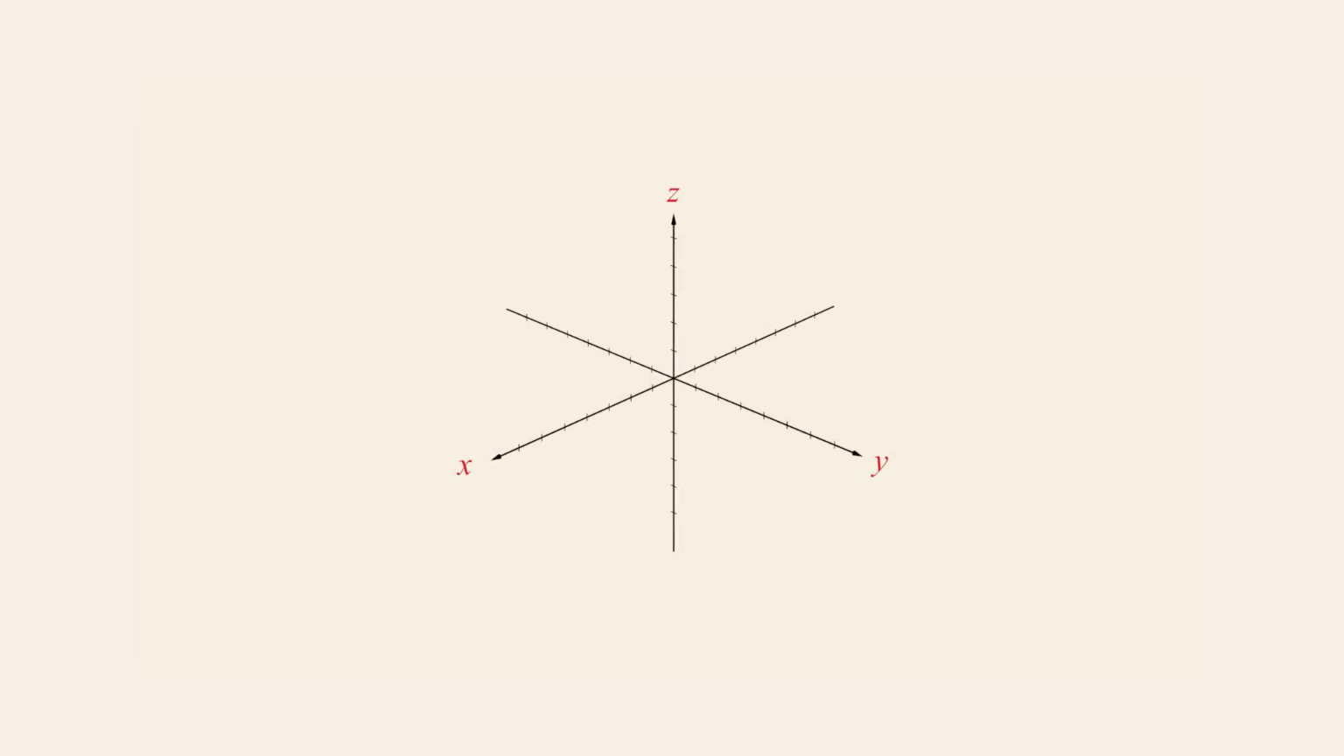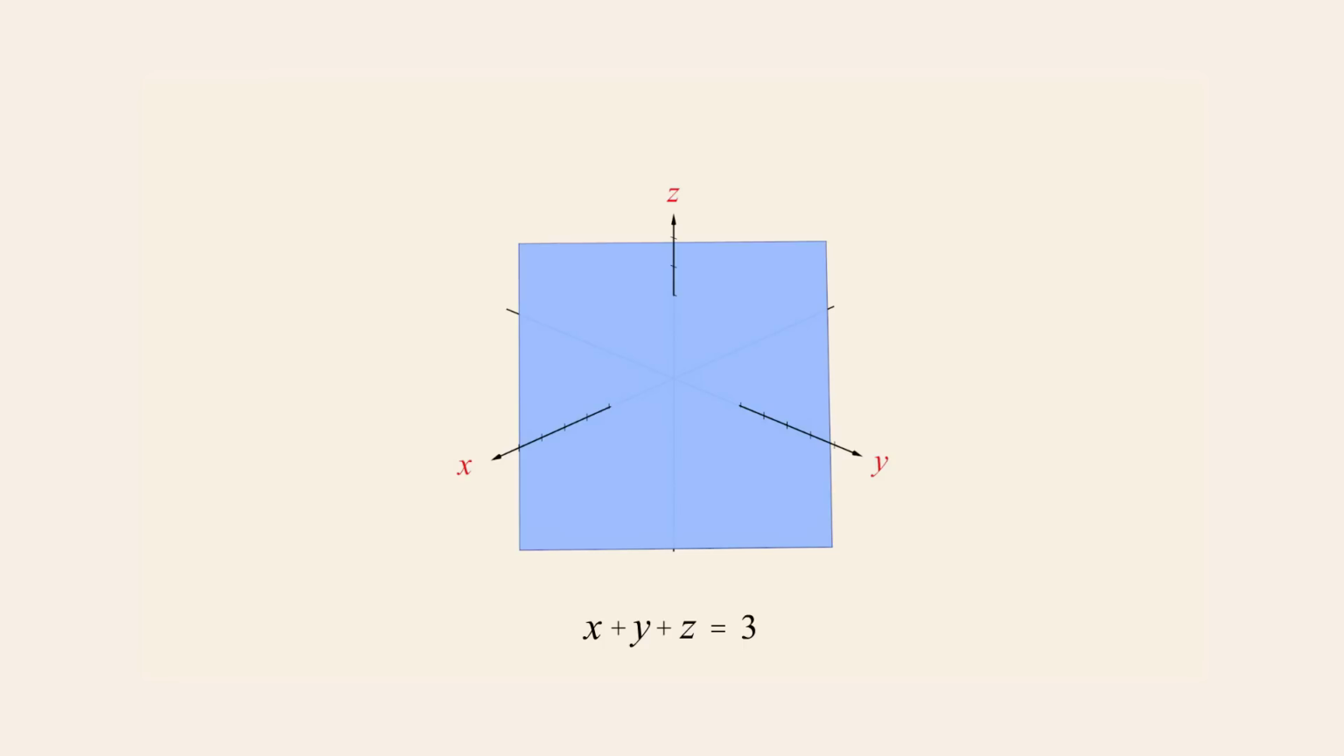The same holds true for linear equations in 3 variables. The graph of an equation will always be parallel to the axis for the variable which was eliminated. As an example, let's start with the equation x plus y plus z equals 3. The graph of this equation intersects the x, y, and z axes, so it is not parallel to any axis.